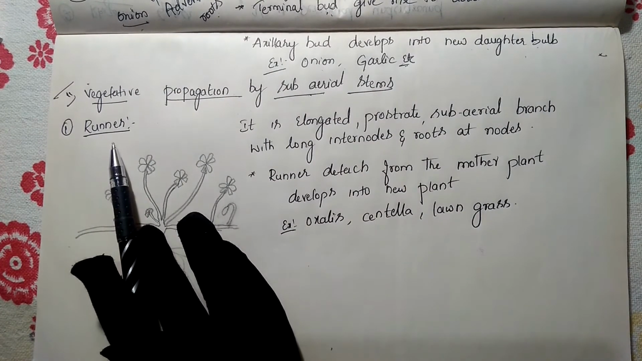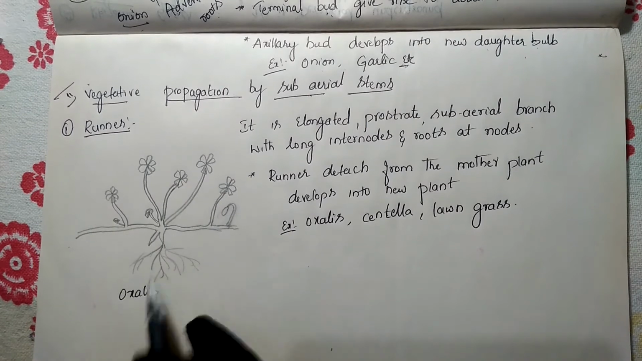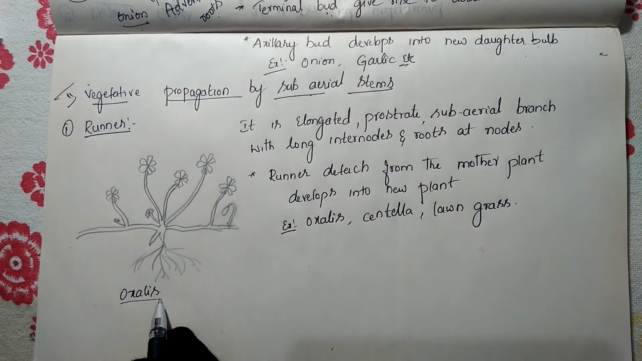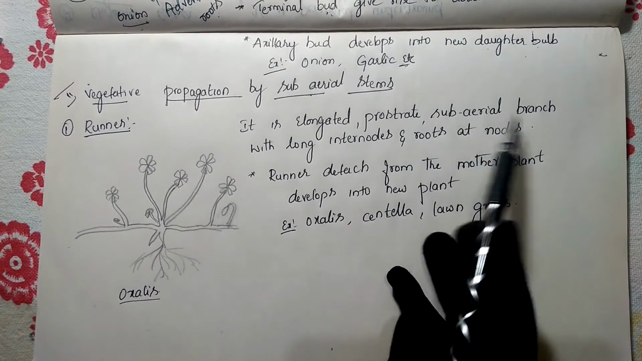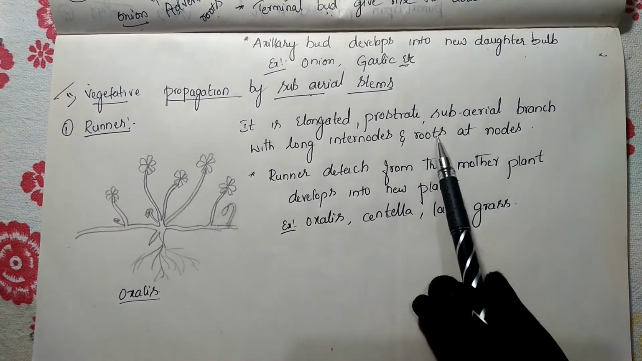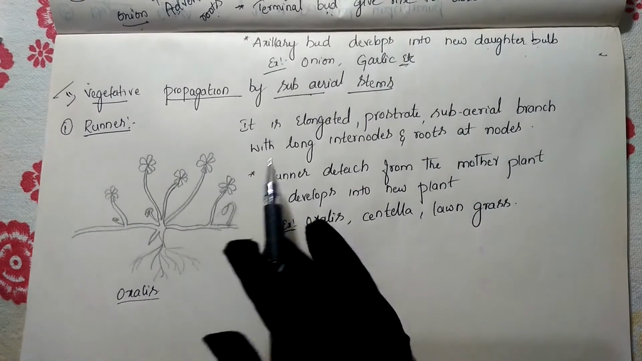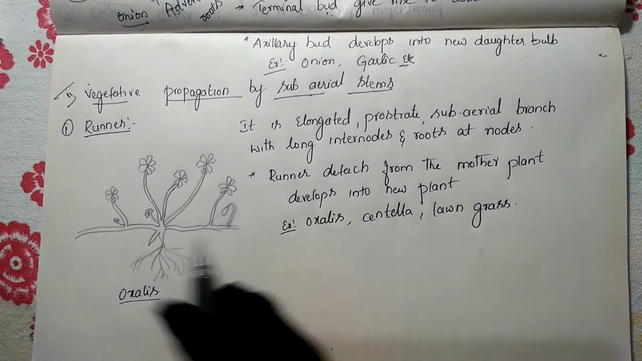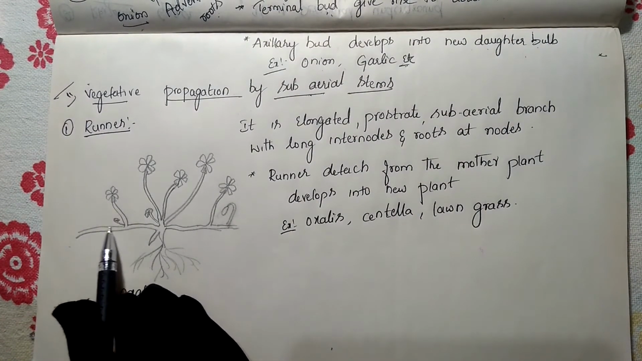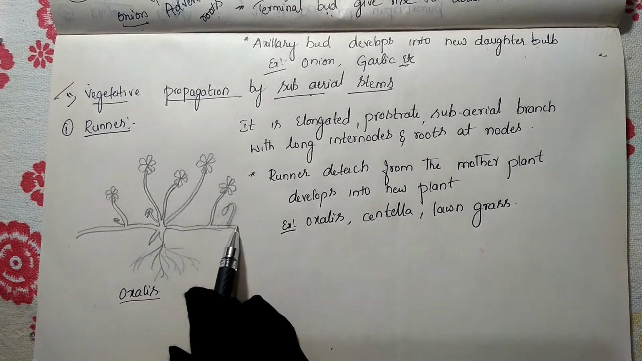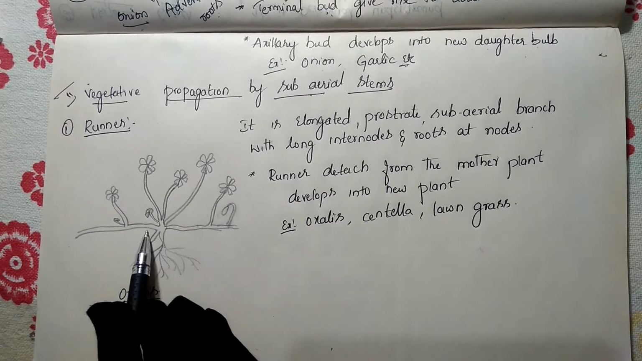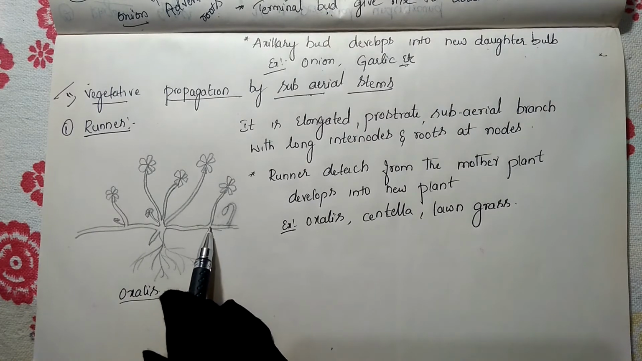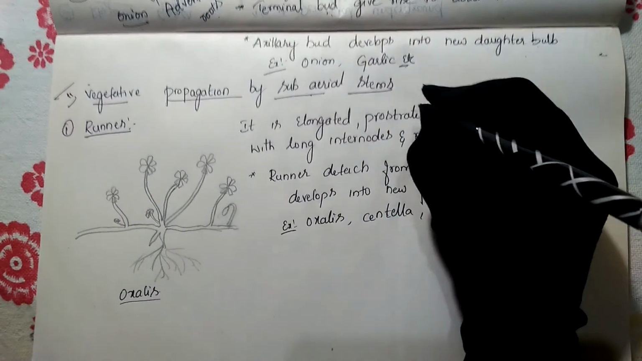In that, the first type is a runner, and we take the example of oxalis. What is it? It is an elongated prostrate subaerial branch with long internodes and roots at the nodes. Prostrate means it is straight. Prostrate meaning is straight.